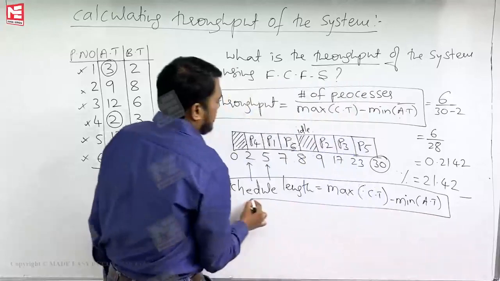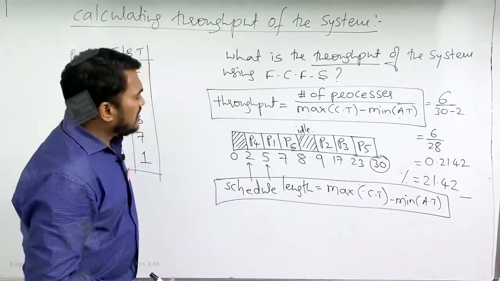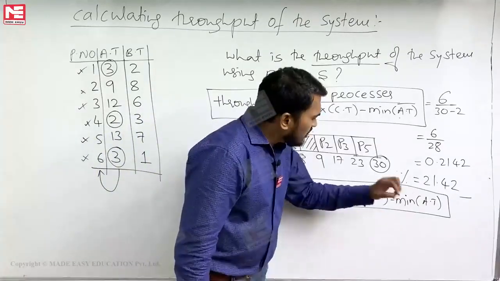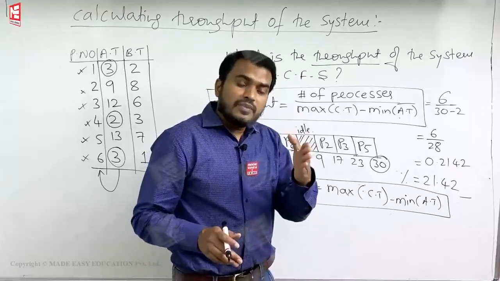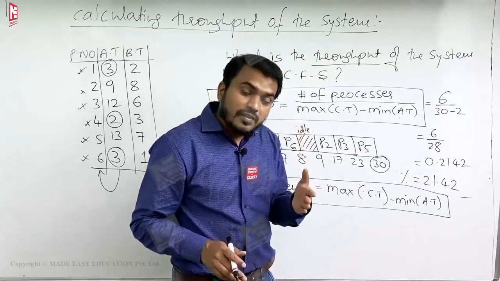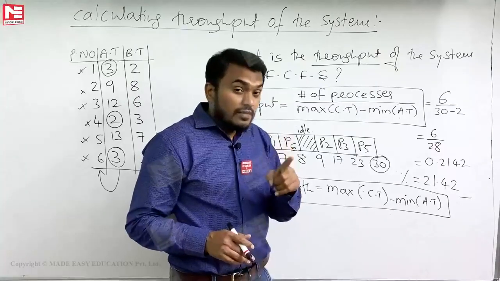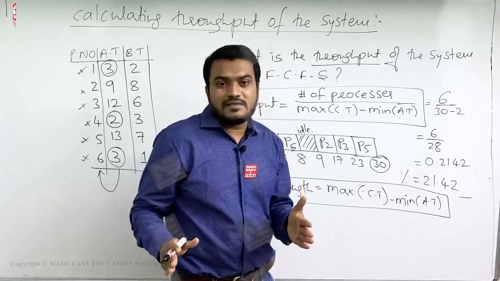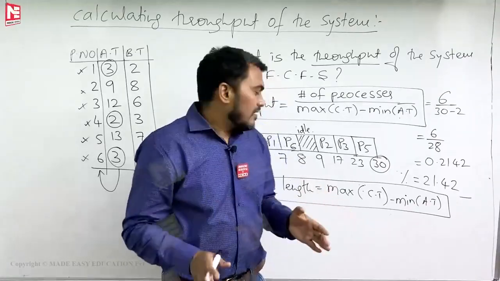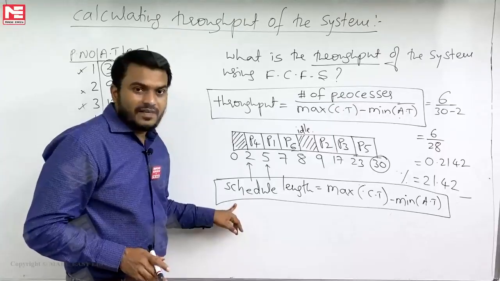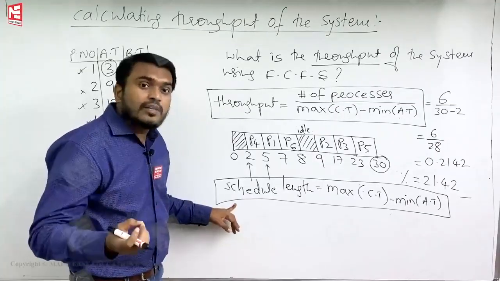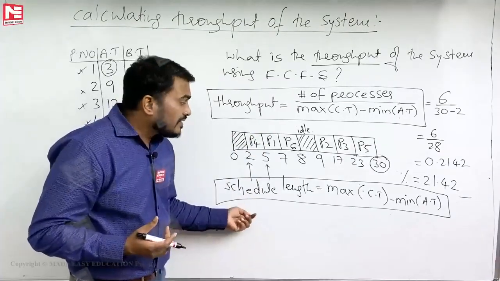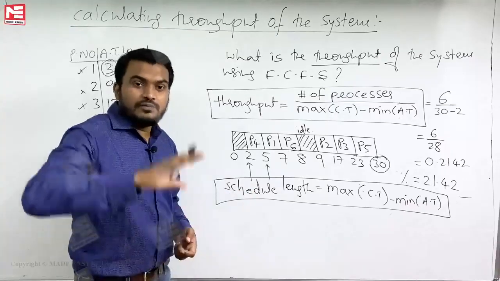Max of completion time minus minimum of arrival time, so that is the schedule length. Now what is the meaning of schedule length? Listen here. Max of completion time minus minimum of arrival time. What does it mean? At what time did the first process arrive into the system, and at what time did the last process complete in the system? The total time interval is called what? Schedule length. Remember, we are finding the throughput of the system for the schedule length. Whatever schedule length is given to you, we find the throughput for that schedule length. Hope this is clear, right?